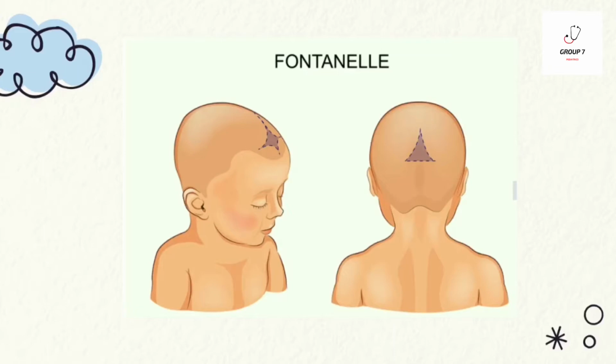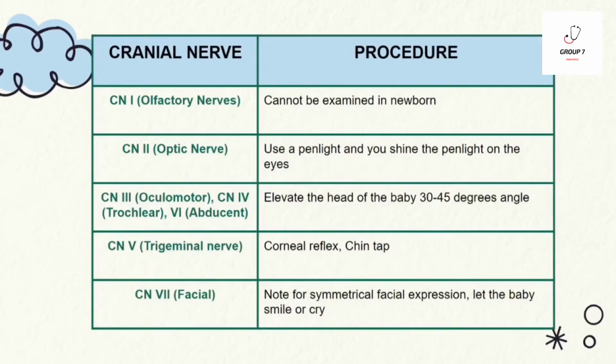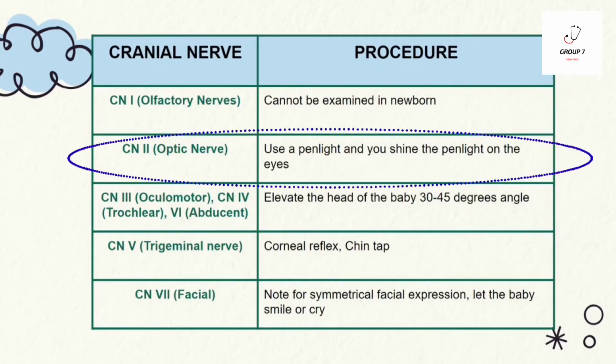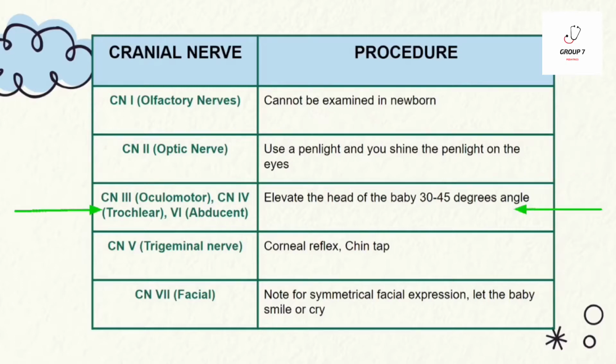of the stethoscope. It is very important to assess the cranial nerves, starting from cranial nerve 1 to cranial nerve 12. Cranial nerve 1, olfactory nerve, cannot be examined in a newborn. For cranial nerve 2, optic nerve, we use a pen light and shine it on the eyes. Cranial nerves 3, 4, and 6, oculomotor, trochlear, and abducens, are assessed simultaneously. We do it by elevating the head of the baby at a 30 to 45 degree angle. For cranial nerve 5, trigeminal nerve, we do corneal reflex and chin tap.